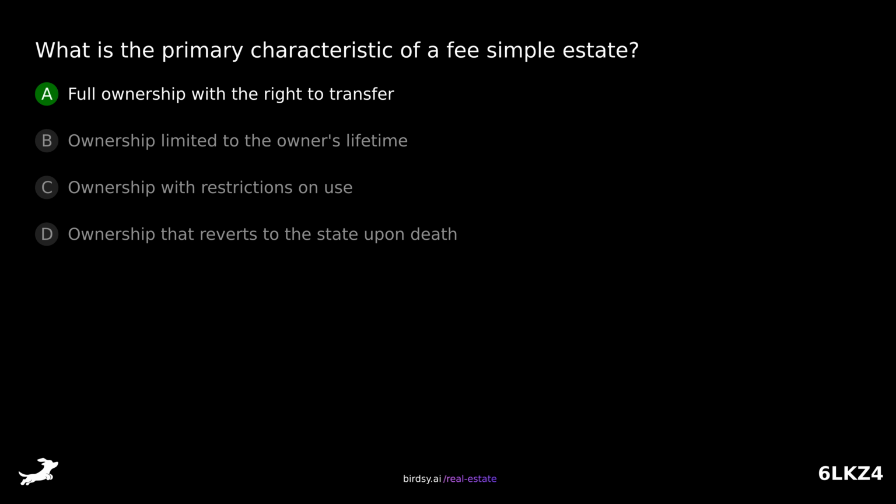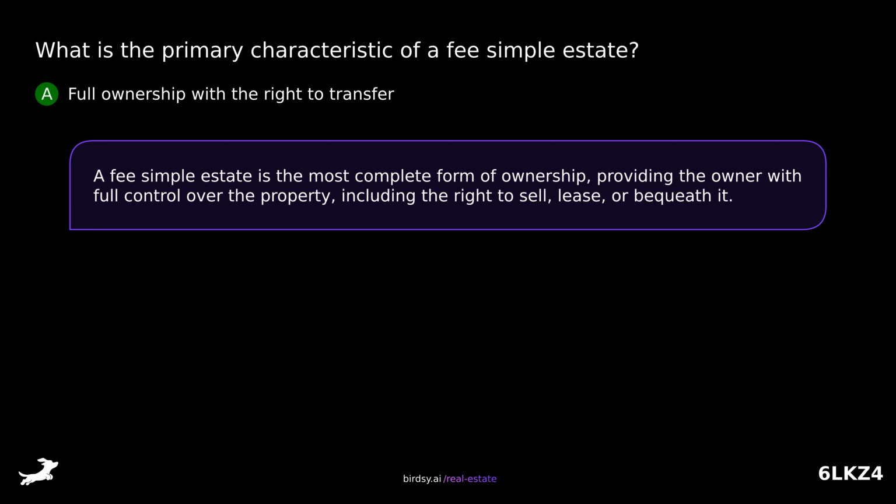The answer is A, full ownership with the right to transfer. A fee simple estate is the most complete form of ownership, providing the owner with full control over the property, including the right to sell, lease, or bequeath it.